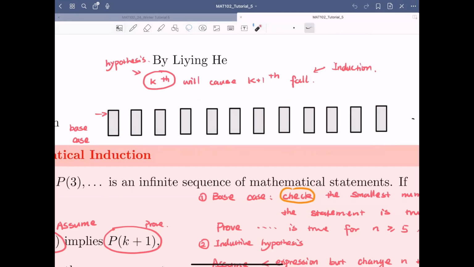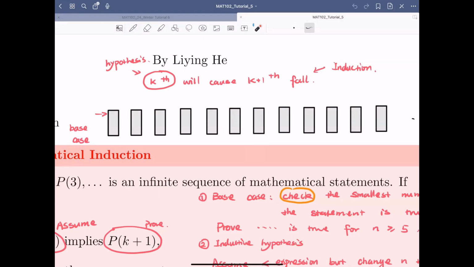In induction, it's basically you have two conditions. We want to show that all the dominoes will fall. In order to do that, I need to push the first one. Give it a push. That's my base case. And if I pick any random domino in the middle, any random one, this one falling is gonna cause the next one to fall as well. If you have both conditions, then every single domino will fall.